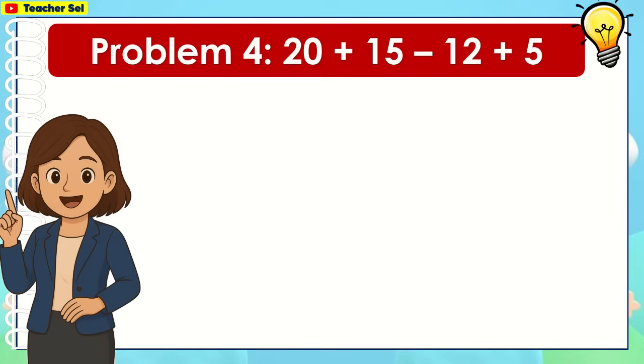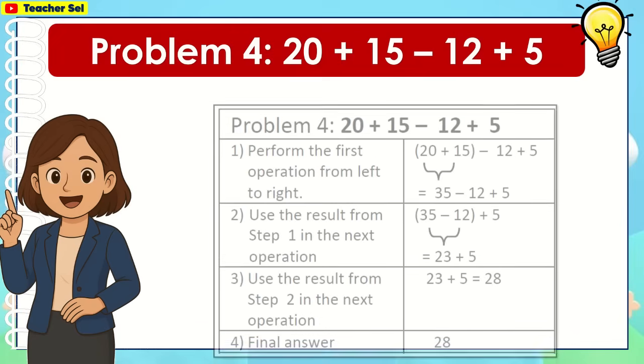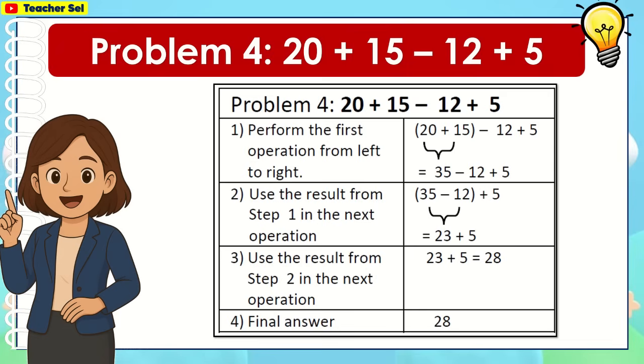Problem 4. 20 plus 15 minus 12 plus 5. 20 plus 15 equals 35. 35 minus 12 equals 23. 23 plus 5 equals 28. So the final answer is 28.